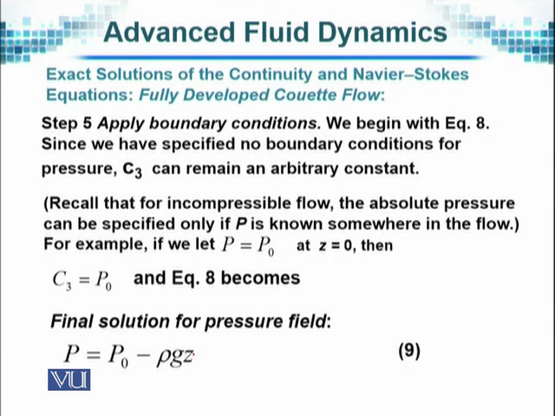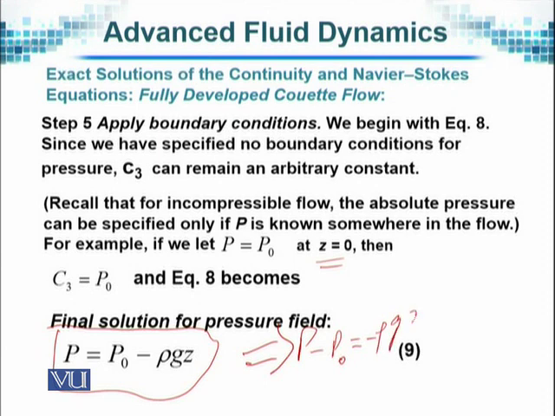Now we need to obtain the values of C1, C2, C3 to determine the complete solution without unknown or arbitrary constants. We apply the boundary conditions, and we begin with equation 8, in which the pressure value is given, and we need to find the value of C3. If we choose P equal to P naught at z equal to 0, then we will have the value of C3 such that P is equal to P naught minus rho g z. Or from this I can write P minus P naught is equal to minus rho g z.